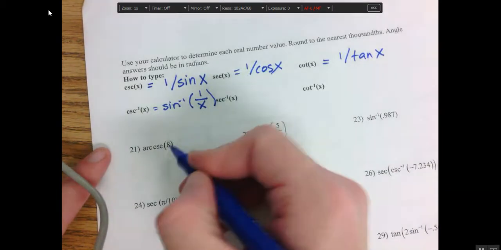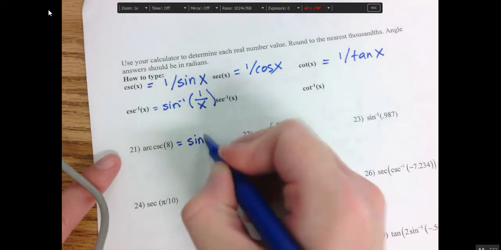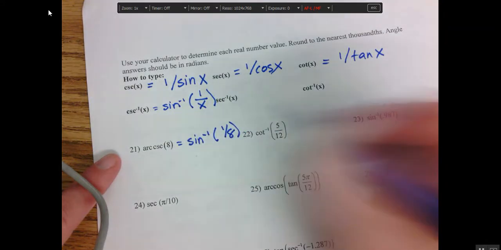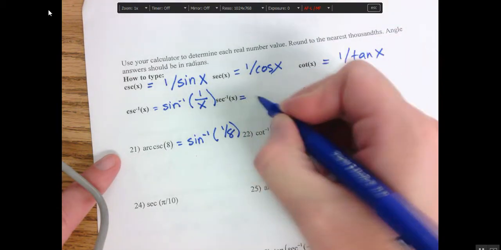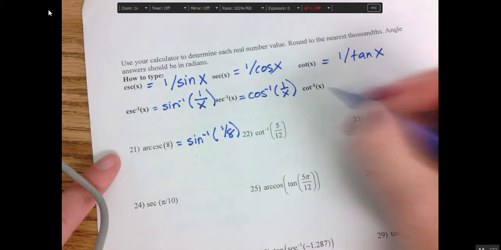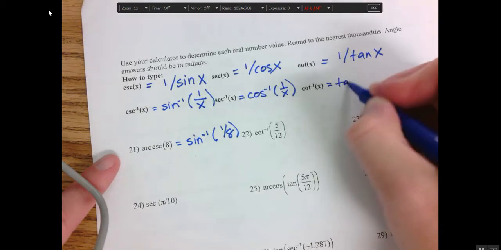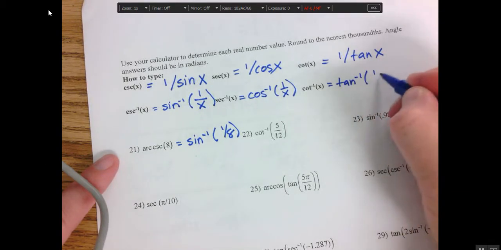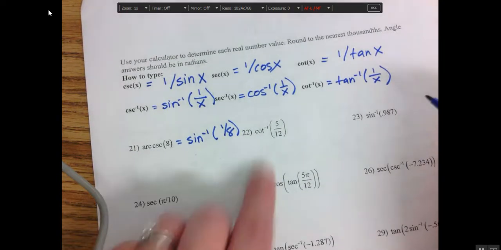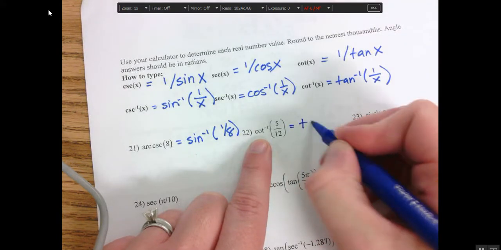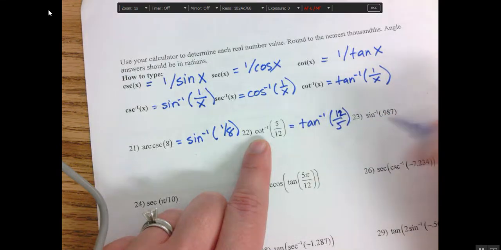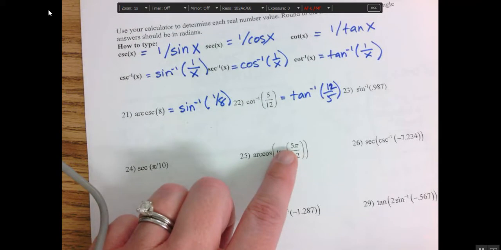Okay? So in this case right here, it would be inverse sine, and the reciprocal of 8 is 1/8. That's how you would type it on your calculator. For inverse secant, you write inverse cosine and the reciprocal of the input, and inverse tangent and the reciprocal of the input. So I'm going to write the first three out, and then you guys are going to type them in. This one is going to be inverse tangent, and then you flip the input. And inverse sine's actually on your calculator, so you're going to type that exactly how you see it.